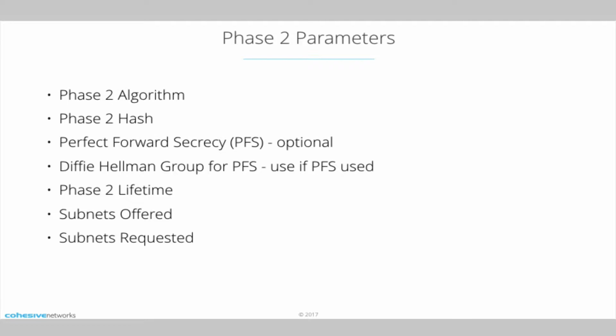Then your phase 2 lifetime, and then effectively the set of parameters, which is subnets offered and subnets requested. And we do that via tunnel pairs when we set up VNS cubed.